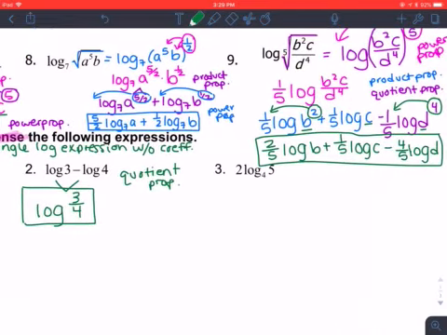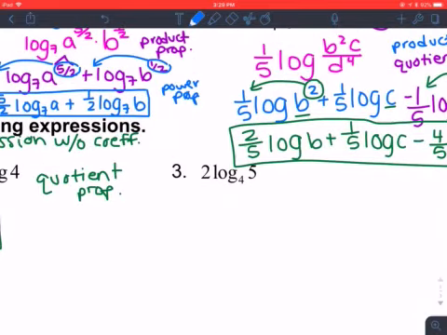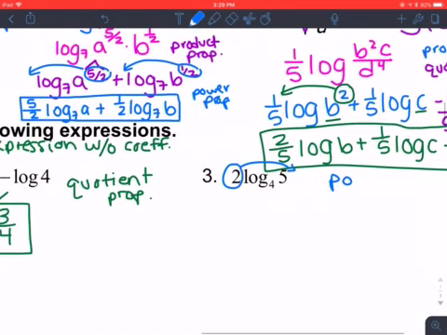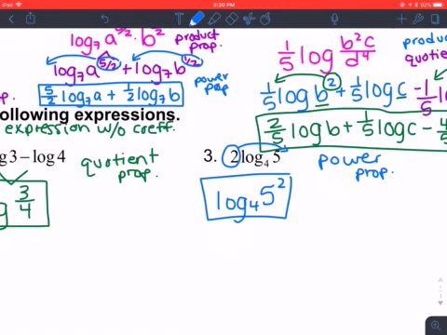Okay, number 3, we have a single log already, however it has a coefficient. So I need to rewrite this coefficient as an exponent using the power property. So my answer would be log base 4 of 5 to the power of 2, or 5 squared. And if you're just expanding or condensing, you can leave it like this. Eventually, when we get to solving, you'll want to go further and actually square that.